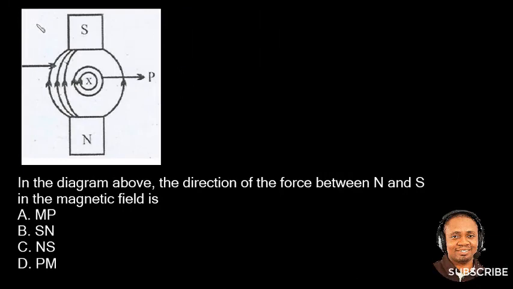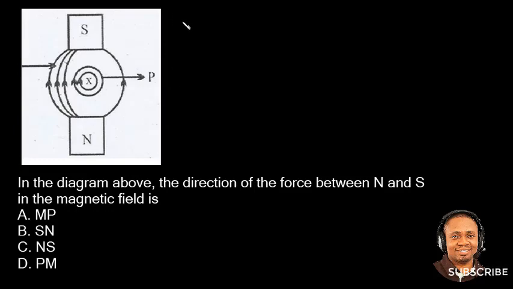This is question 32, JAMB Physics 2018. And the question goes thus. In the diagram above, the direction of the force between north and south in the magnetic field is.